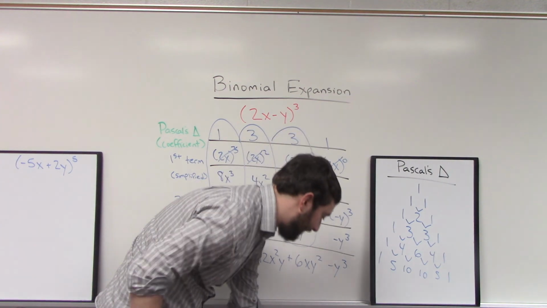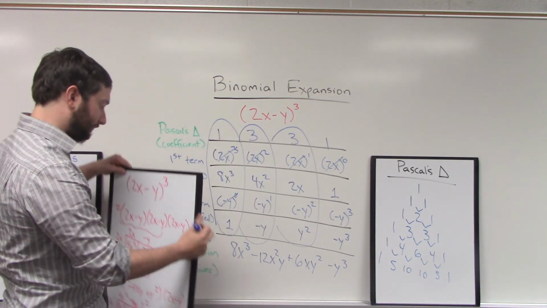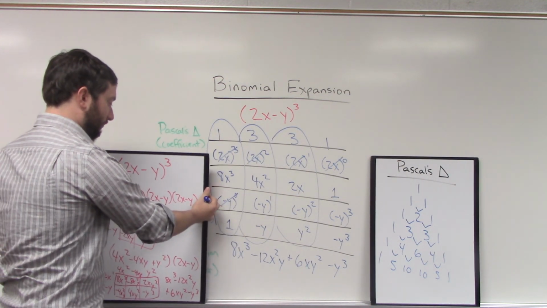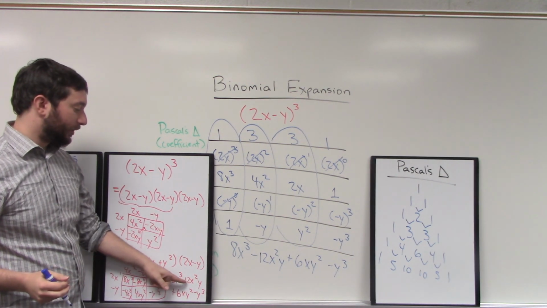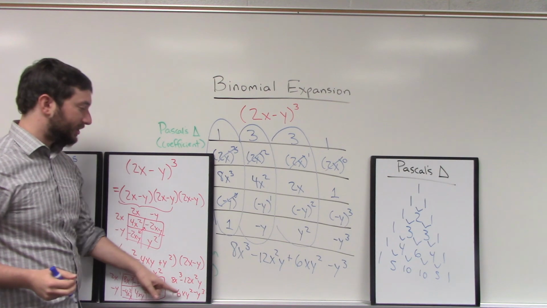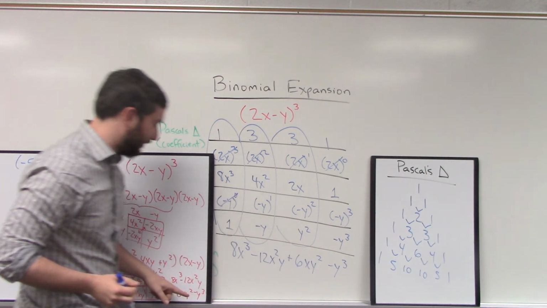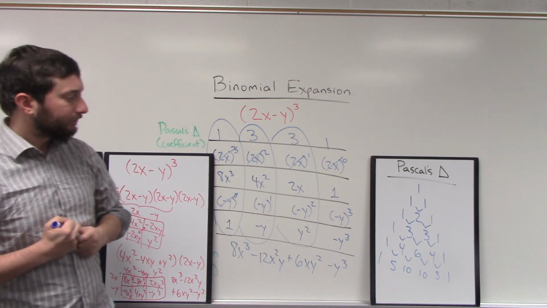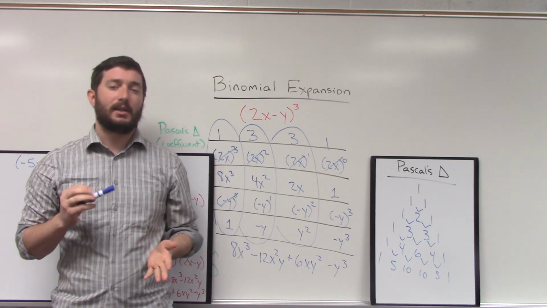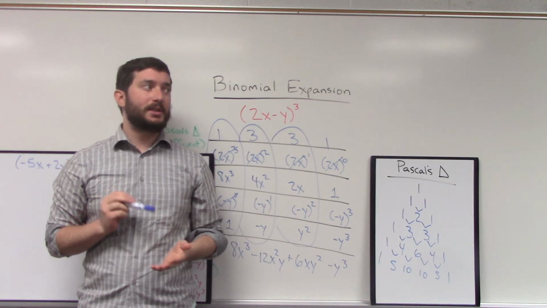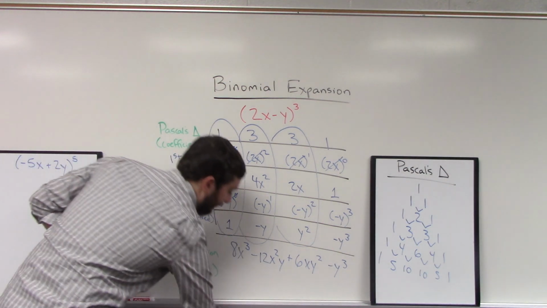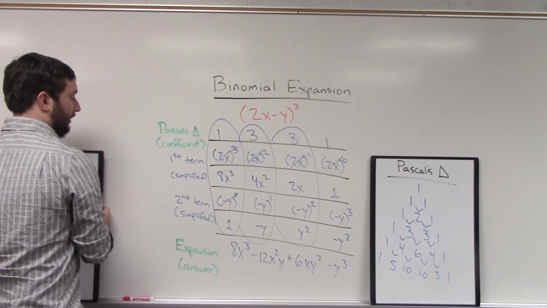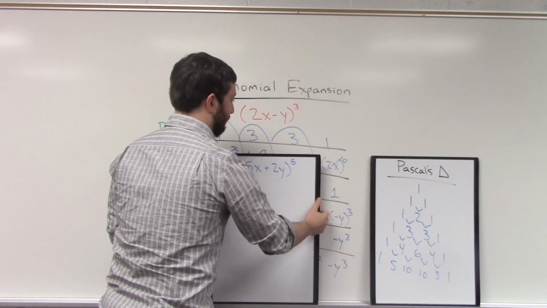This answer that we have down here matches what we found earlier. 8x cubed, negative 12x squared y, 6xy squared, and negative y cubed. They all match. And the important part about this, again, as I mentioned, as you get to larger expressions or larger problems where you'd have to simplify binomials. And let's take a quick example here.